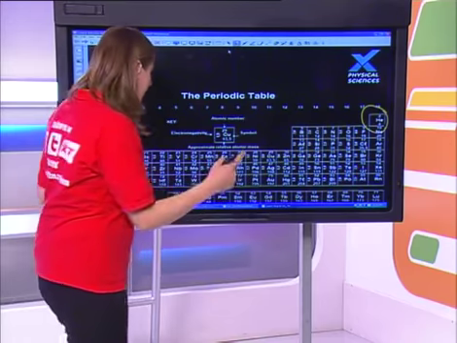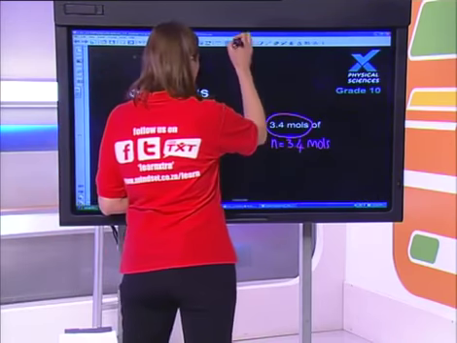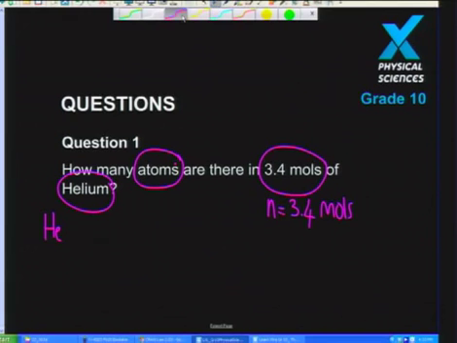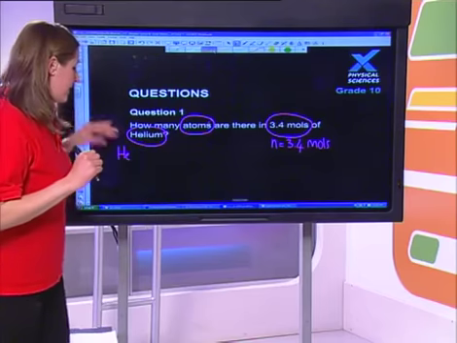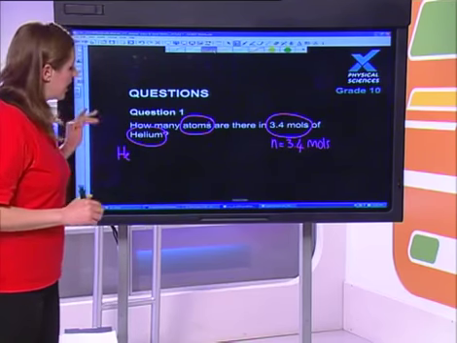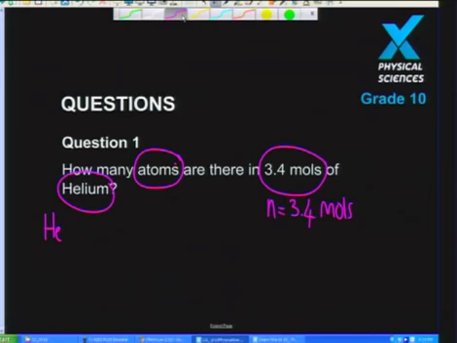Okay, so going back to my page here, I've got the helium. It's not going to bond. It's not diatomic or anything fancy. It's just simply the individual atom. So how many atoms are in 3.4 moles?